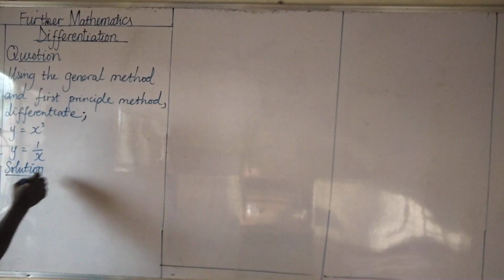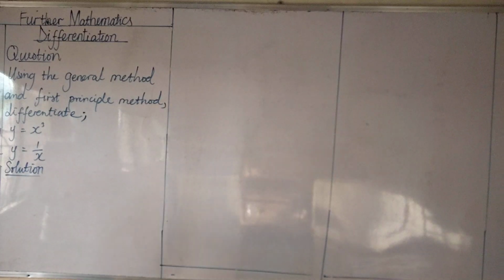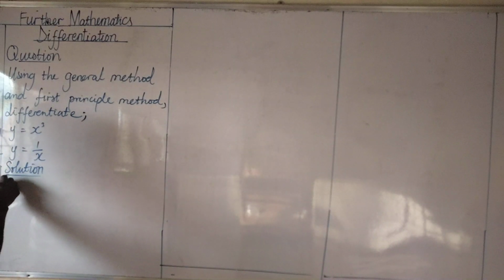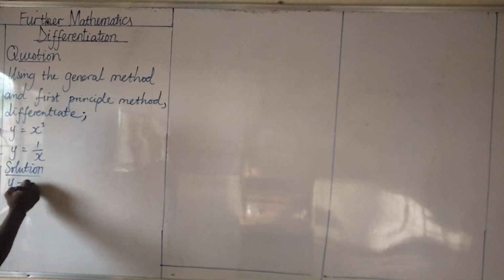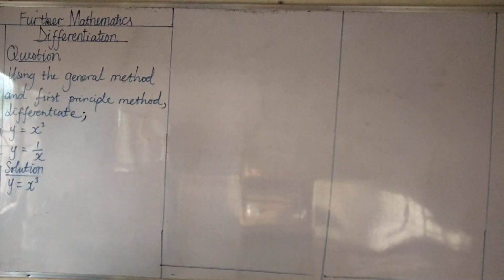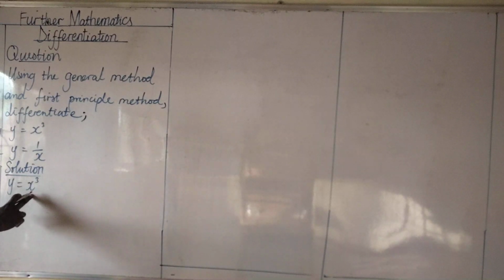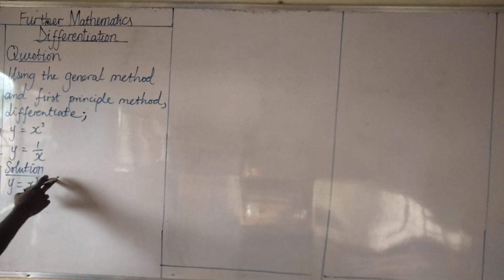It says that we are going to use two methods here. The first method is the general method to solve it, and the second one, the first principle method, to solve this number 1 case. So let's start with number 1a. y equal to x raised to the power 3, and we are going to use the general method to do this. The idea behind the general method is that we are going to use the power to multiply the base and subtract 1 from the power.